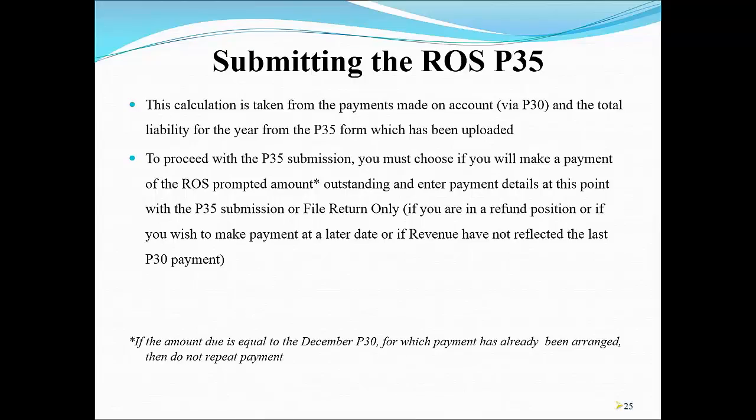To proceed with the P35 submission, you must select if you wish to make a payment of the ROS prompted amount outstanding. Now, if this amount due is equal to the December P30, then you wouldn't repeat the payment, okay? So you enter the payment details at this point, or you choose to file a return only. So if you're in a refund position, or if you wish to make payment at a later date, then you can choose to file a return only.